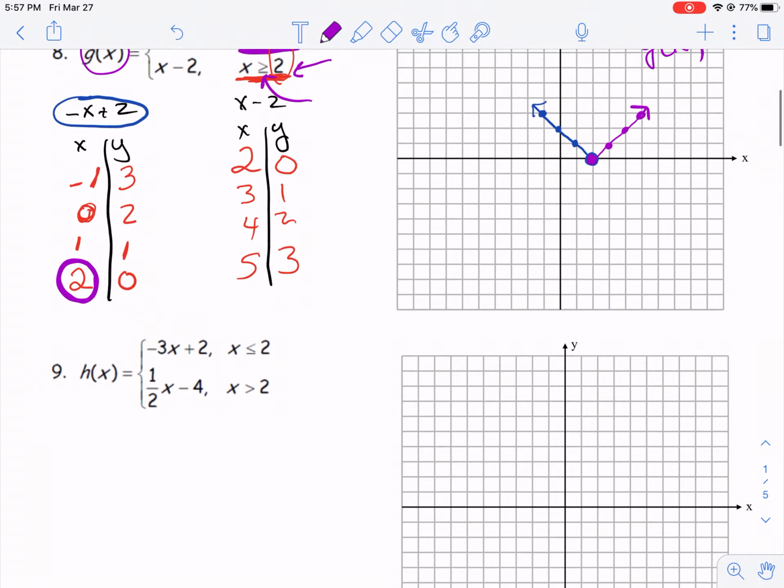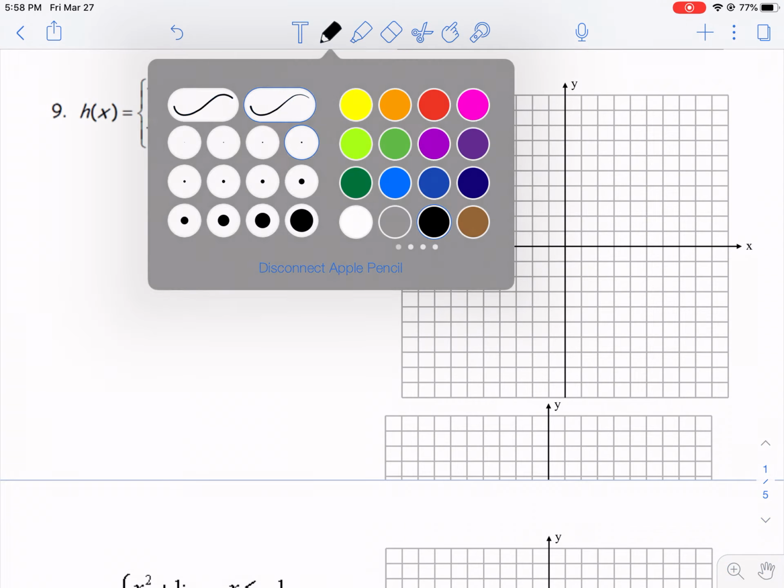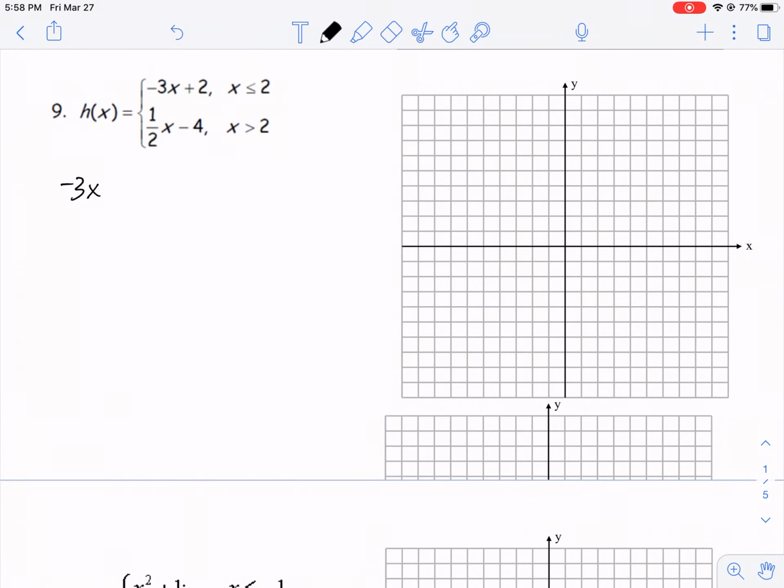All right, well, let's do that again. So first thing we're going to do is make a table for each piece. Negative 3x plus 2 over here, and 1/2 x minus 4. It's kind of important that you write those down separately because anybody grading your paper needs to know which one of those equations you're writing a table for. That helps us with partial credit and stuff on our Regents.